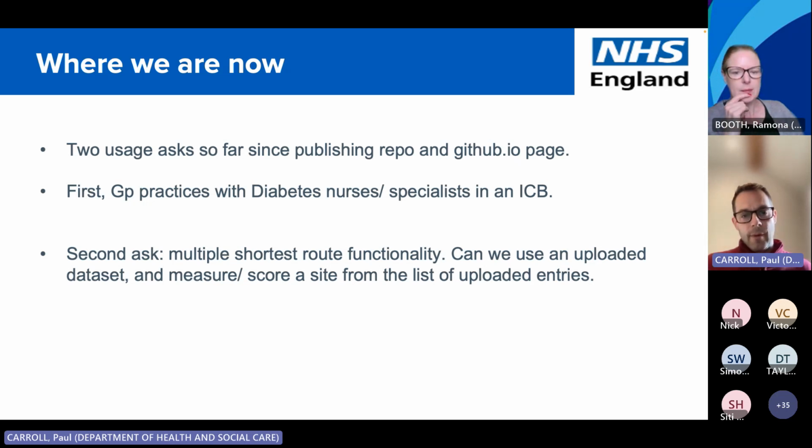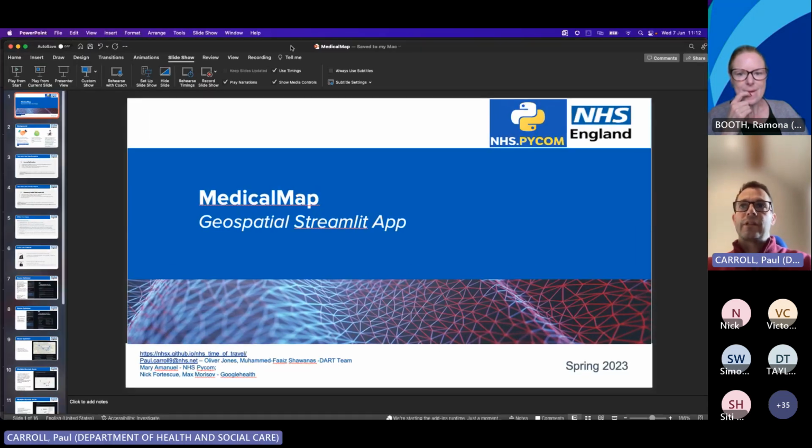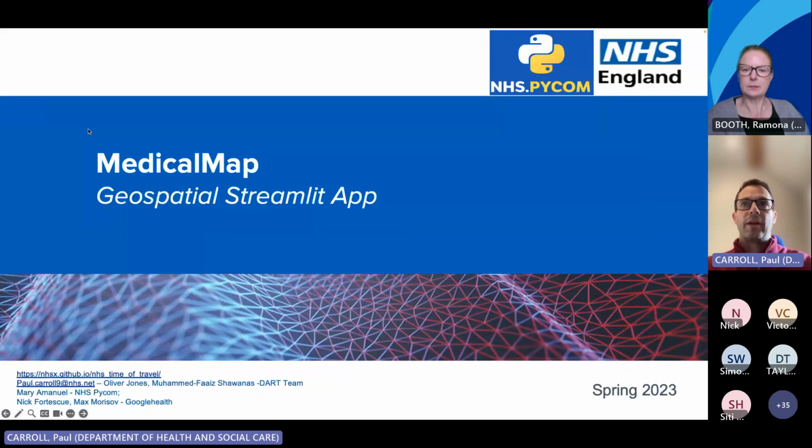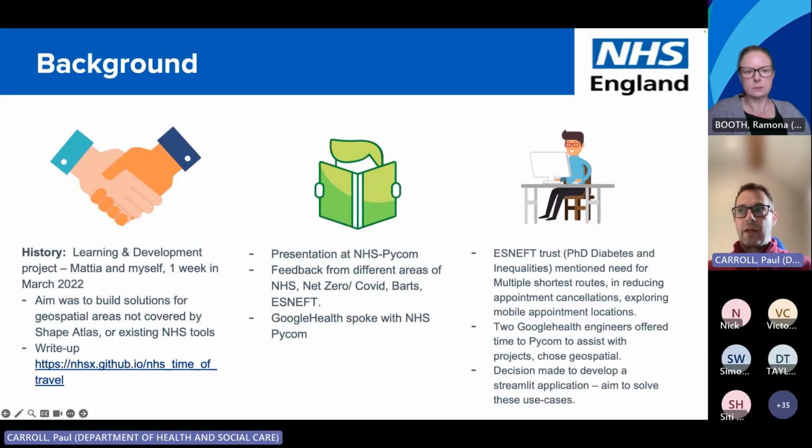And myself and a few other members of our digital analytics team were asked to see if we could take this piece of work forward into something that we could actually use and something we could actually build something else on. And when I say something else, it's become what we called Medical Map, which is this geospatial Streamlit app. Bringing all the background together from NHS PyCom, that presentation led to Google Health being involved, but it also led to different areas of the NHS getting in touch with us.